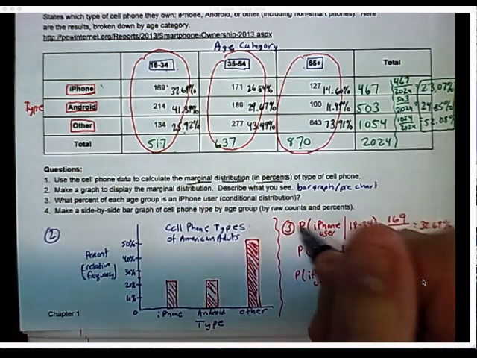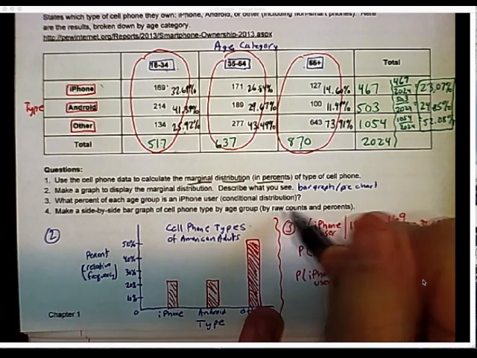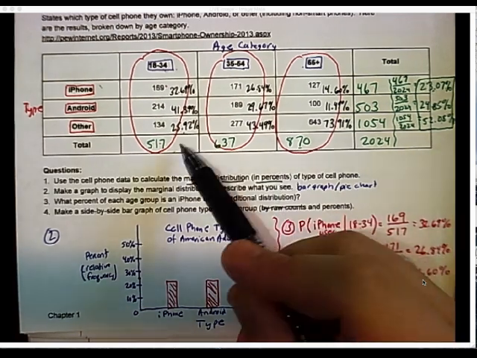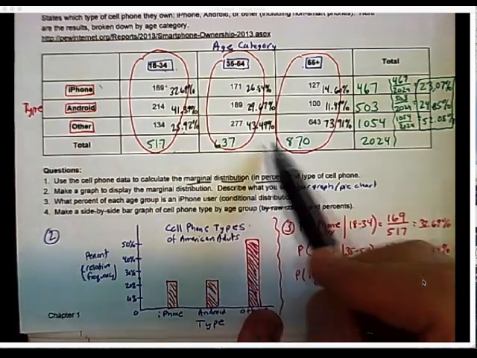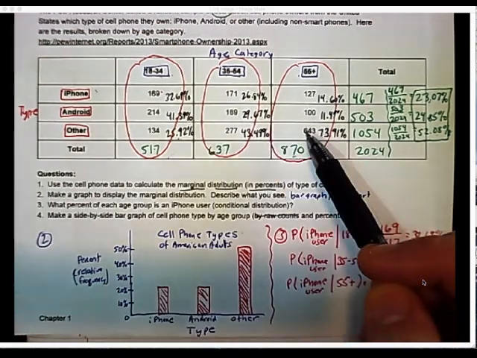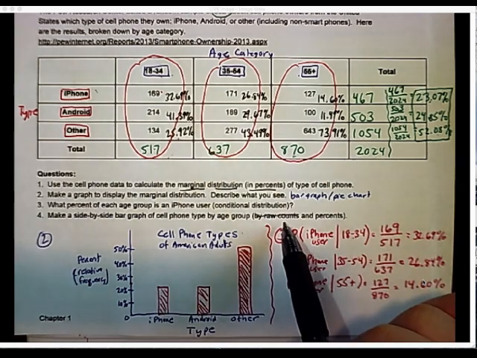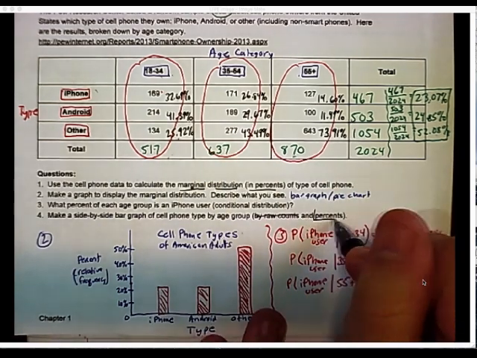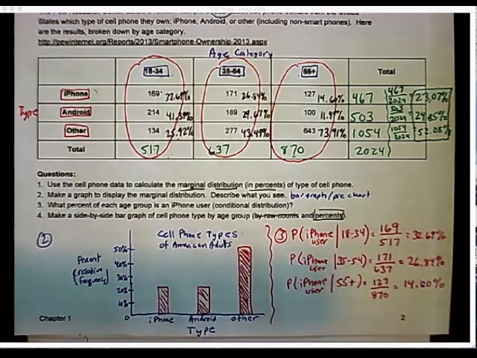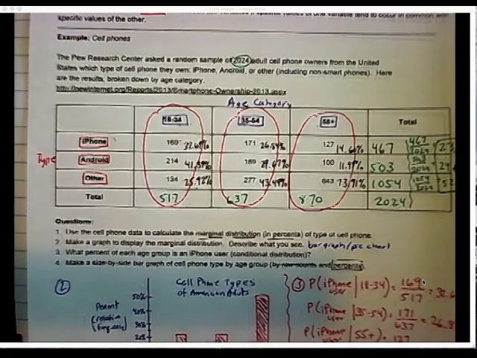So it doesn't make sense when you do side-by-side bar graphs to do it by raw counts unless all of these totals were the same. If all the totals were the same, then the relative percentages would be the same way. Only if these numbers are the same should you ever do it by counts. You should always do it by percents. So I'm just going to do that on another piece of paper. I'm going to show you how we could make a side-by-side bar graph.